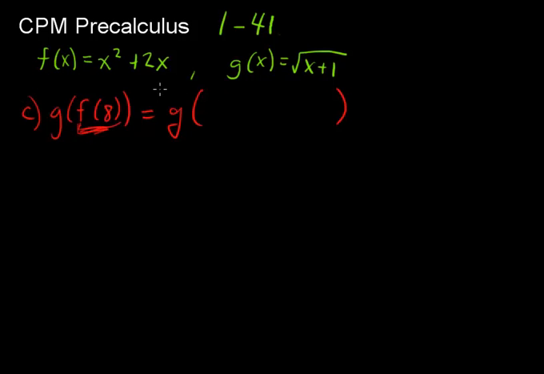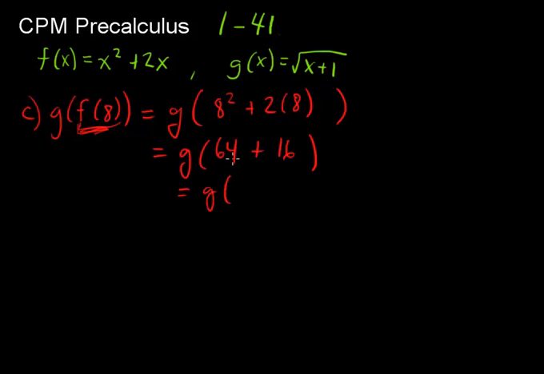So f of 8, again, is now 8 squared plus 2 times 8, right? G stays on the outside. 8 squared is 64. 2 times 8 is 16. That is going to be g of 80. Okay? Now that we simplified what's on the inside, we can just look at g, and we know it's going to be the square root of x plus 1, but now we have the input as 80, so we replace x with 80. So it's 80 plus 1, square root of 81. We know that is 9. Okay? So these are pretty simple right now.